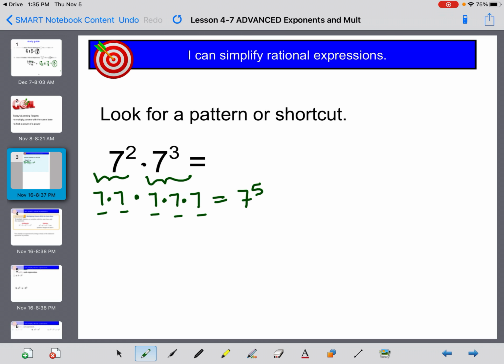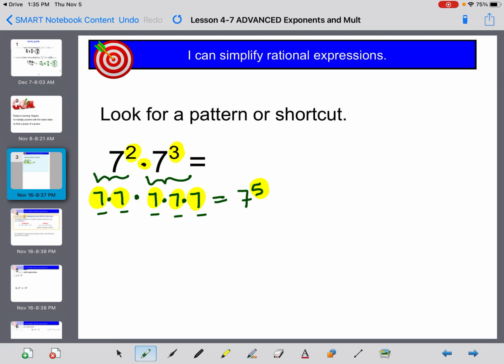Some of you might notice a pattern. The pattern I'm hoping you notice is that this exponent of 2 means that there are 2 7s multiplied together. This exponent of 3 means that there are 3 7s multiplied together. And then I'm being asked to multiply those, which means that there are going to be 5 7s multiplied together.